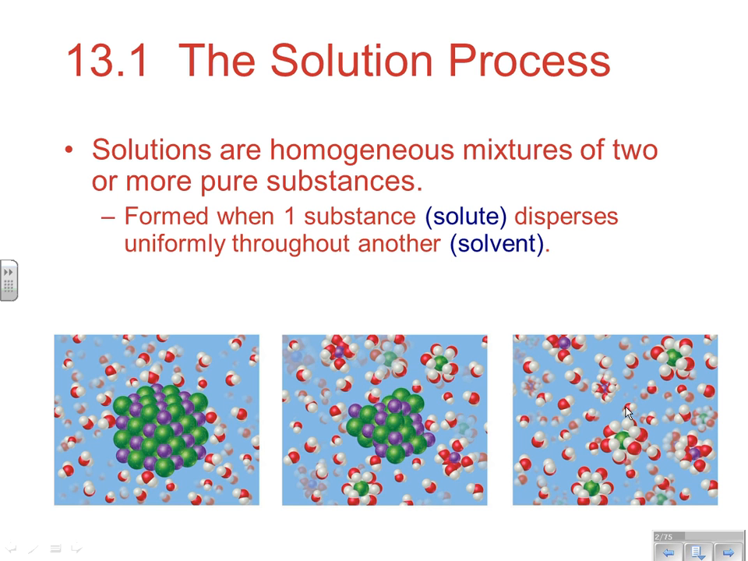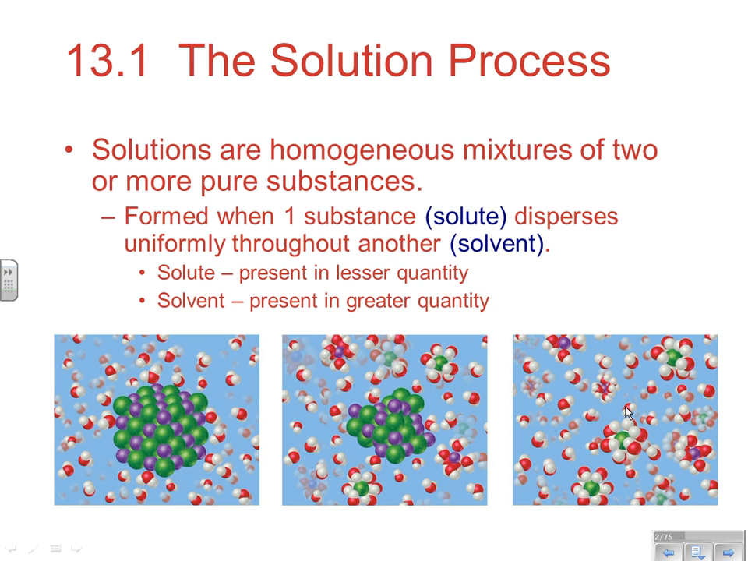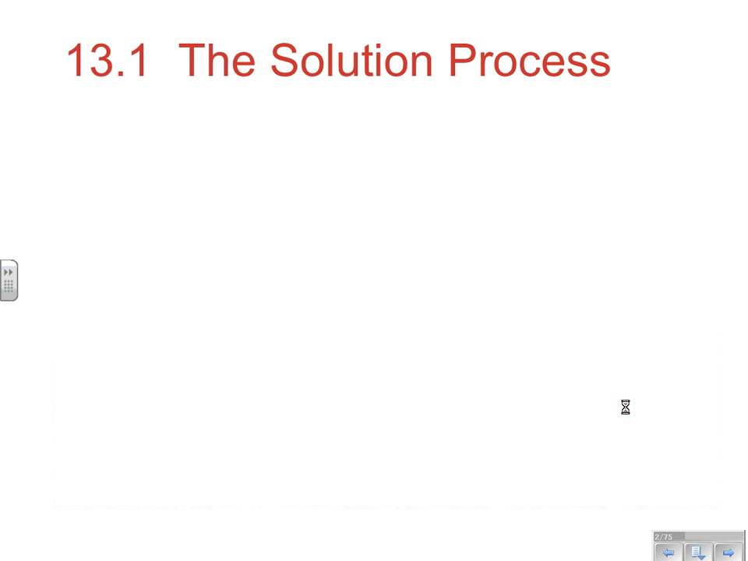When we're talking about solutions, what we're really looking at is homogeneous mixtures of two or more pure substances. The two terms are synonymous with each other. Now, they form when one substance, a solute, disperses uniformly throughout another substance, our solvent. So the solute, which we used to say in science was the substance that got dissolved, and the solvent that did the dissolving. The way we really look at it is the solute's always going to be present in the lesser quantity and the solvent is always going to be present in the greater quantity. And this is a little more flexible definition of a solution.